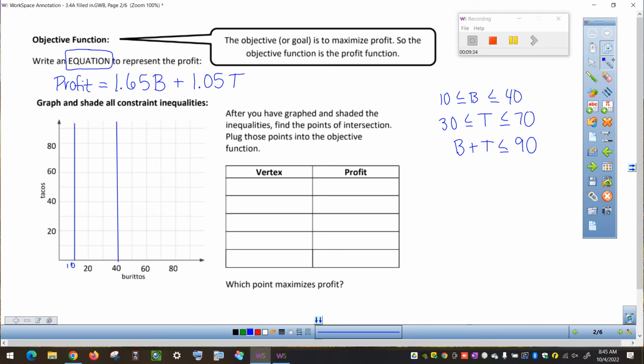Now, if you think about where the shading would be here, we only want burrito values that are in between those lines that we drew. Just like we did yesterday, I'm not going to actually shade yet, but I'm going to put in these little shading arrows to remind me of where the shading should go for that inequality. At the end, we're going to see where does the shading overlap.